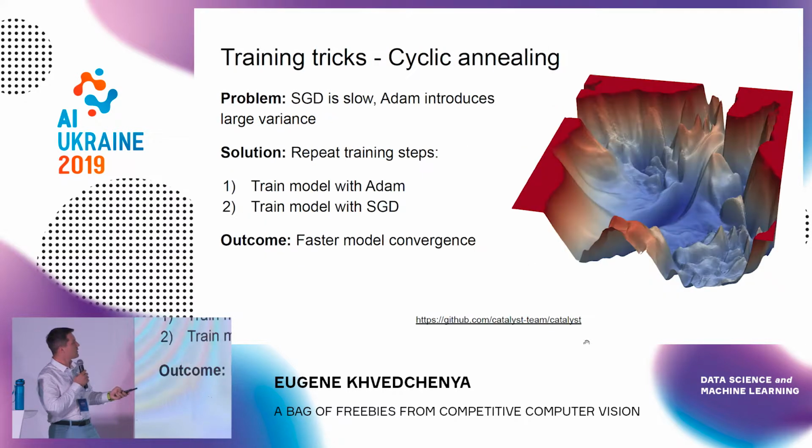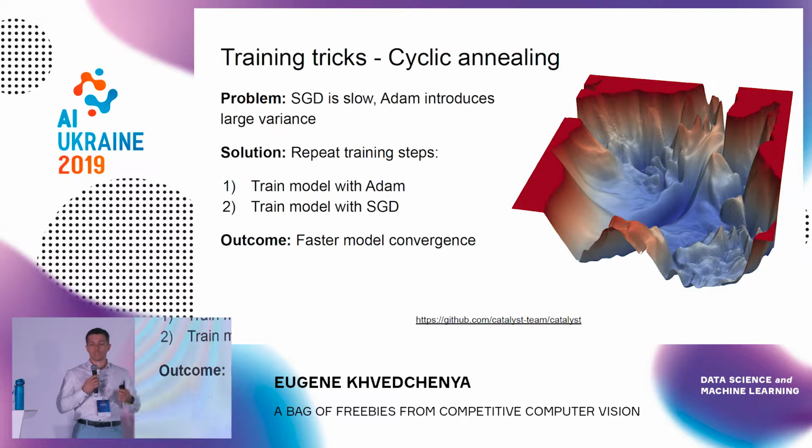Okay. Thank you. Okay, next trick is cyclic annealing of the training. So what's the story about this trick? It's well known that stochastic gradient descent tends to produce better generalization than the Adam optimizer, but at the same time, Adam is known to be much faster regarding convergence speed.